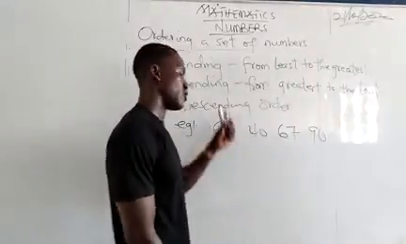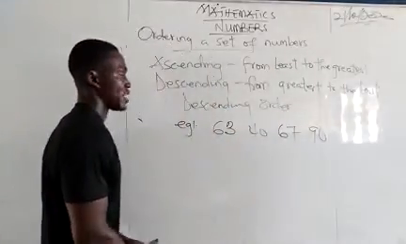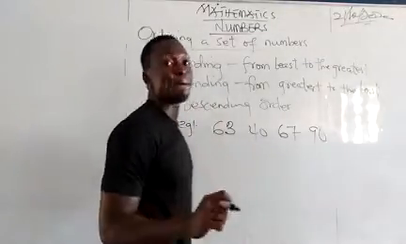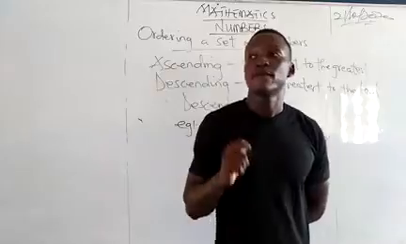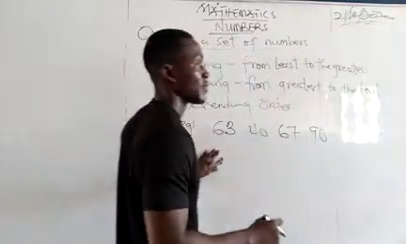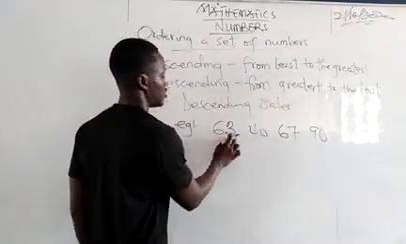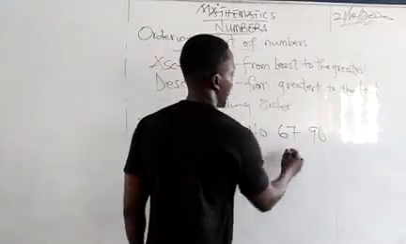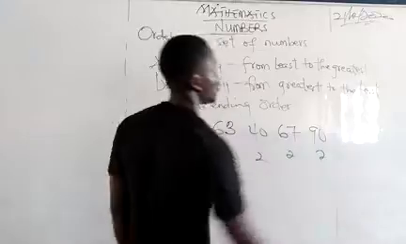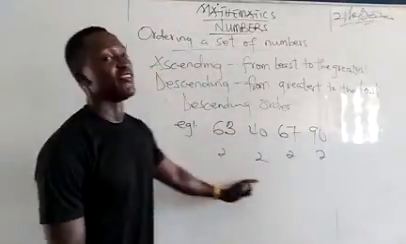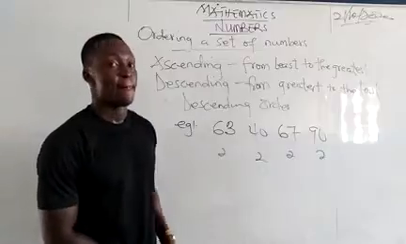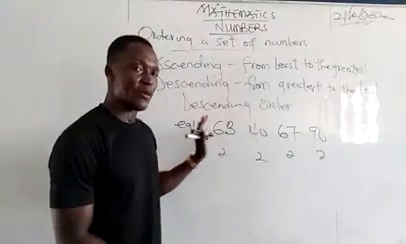From the greater to the least number. So now what we are going to do is count the number of digits each figure has. So now 1, 2. This one has 2 digits, 2 digits here, 2 digits here, 2 digits here, and another 2 digits here. So they all have 2 digits. So from there, we are going to compare digit by digit starting from the left.